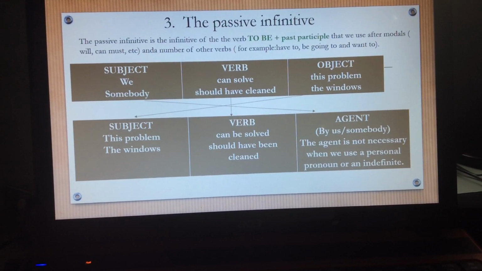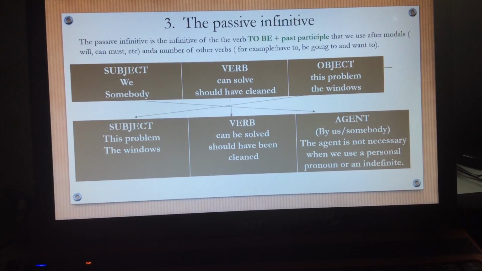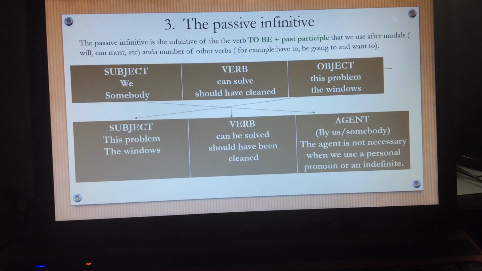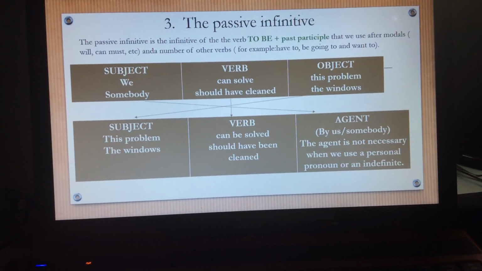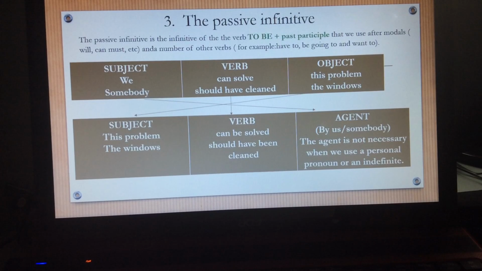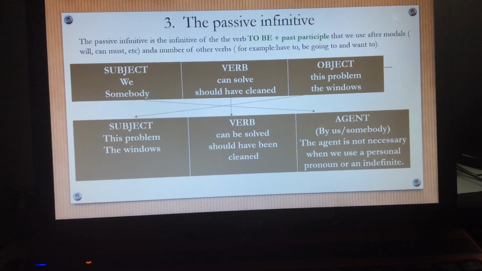The agent is always introduced by the preposition by, but it's not necessary when we use a personal pronoun or an indefinite article or adjective, for example, somebody, anybody. So you don't have to write it. So the sentence could be, this problem can be solved.